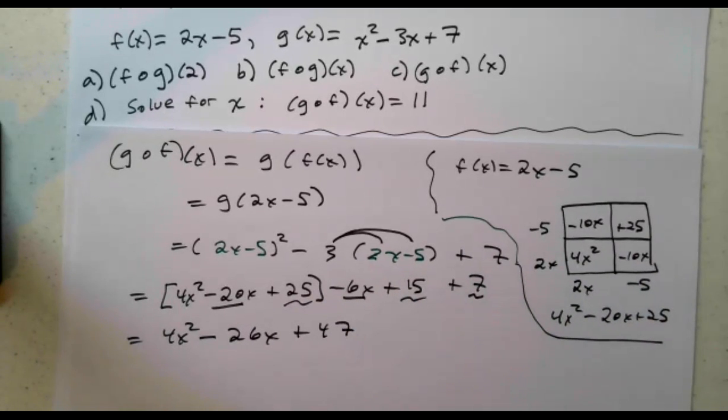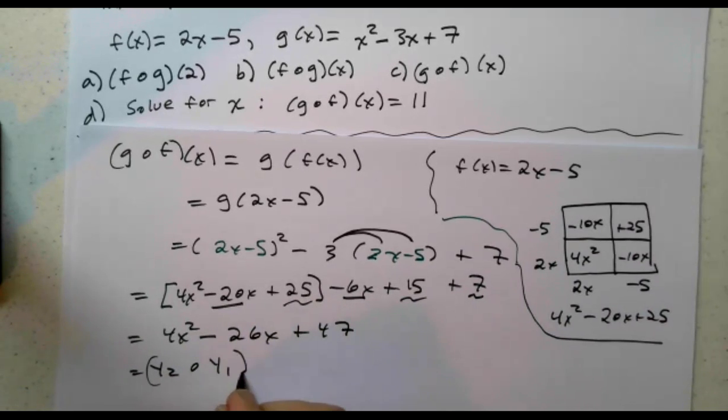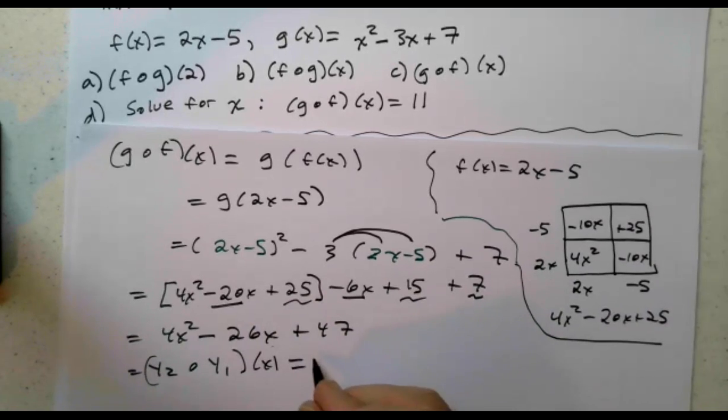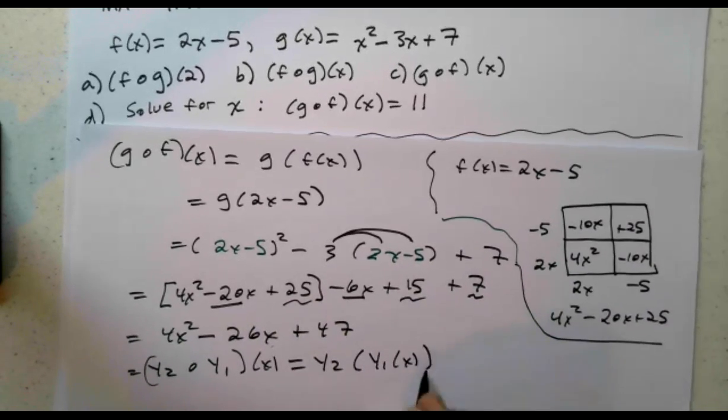So I believe that is g circle f of x. Remember, our g that we had on the graphing calculator was y2. Circle, our f was y1. So I want to see if y2 circle y1 of x is the same as that. Using the graphing calculator notation, it'll be y2 of y1 of x. So let's jump back to the calculator and check our work.